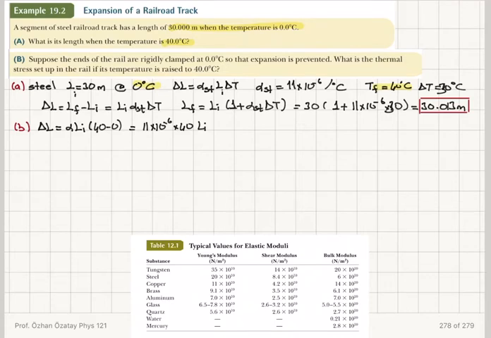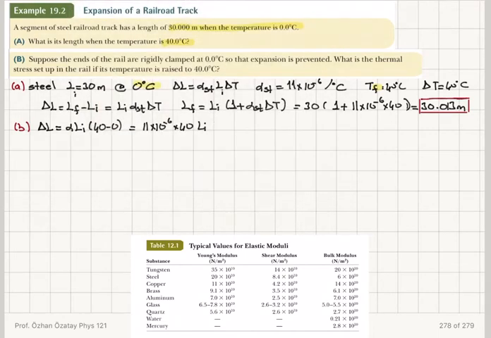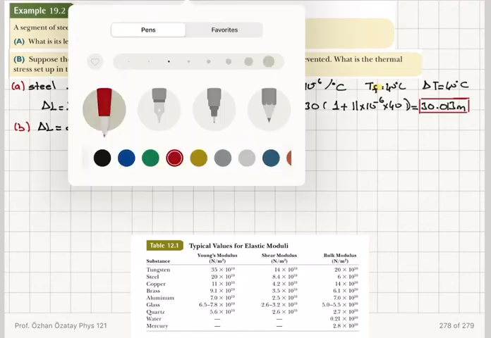Okay, so I have, no, it's 40. Because final temperature is 40 degrees C, I have delta T changing from 0 to 40 degrees C. So this is 40 here, 11 times 10 to the minus 6 times 40. That gives me the right answer, 30.013 meters.